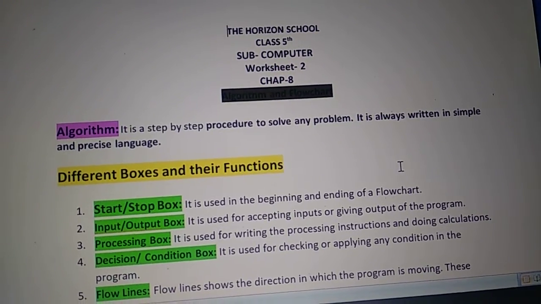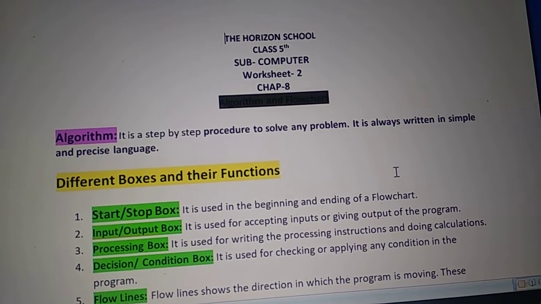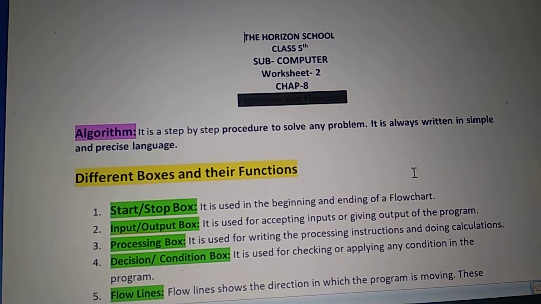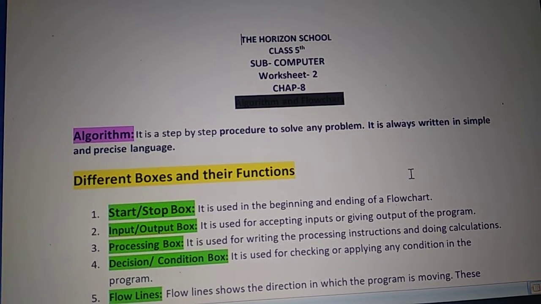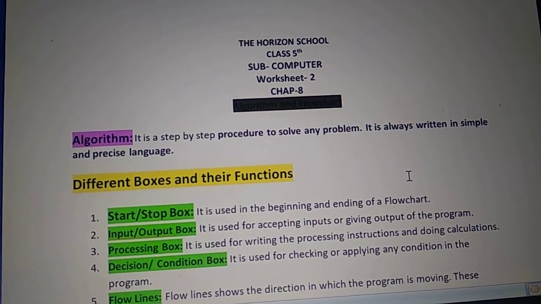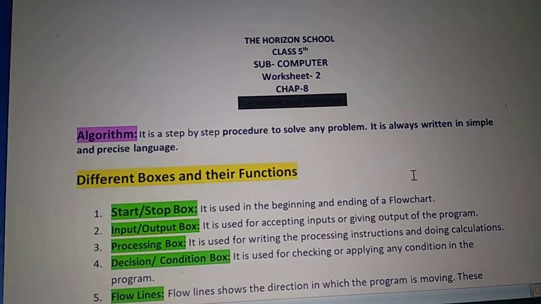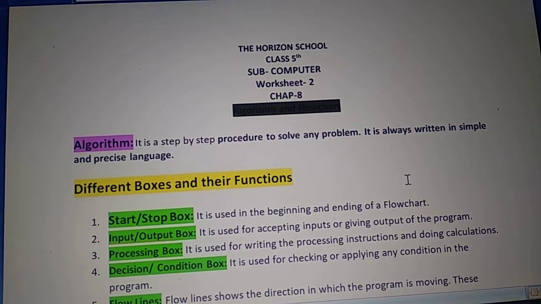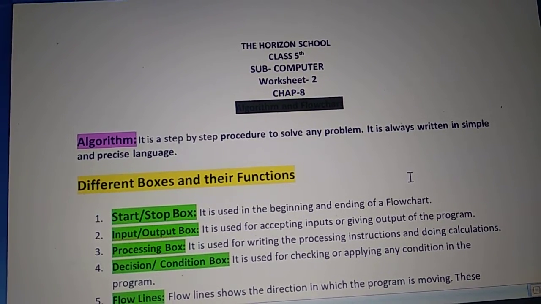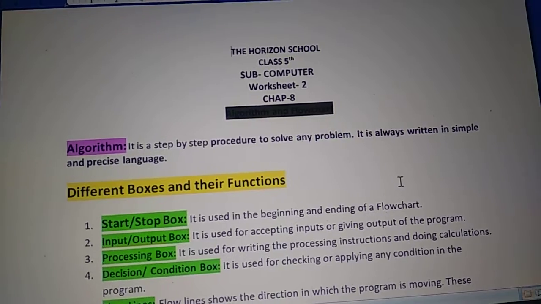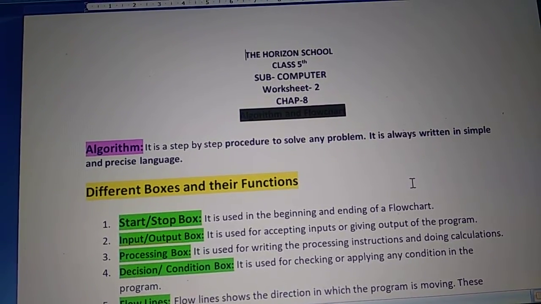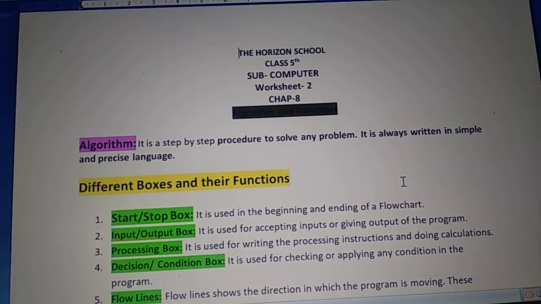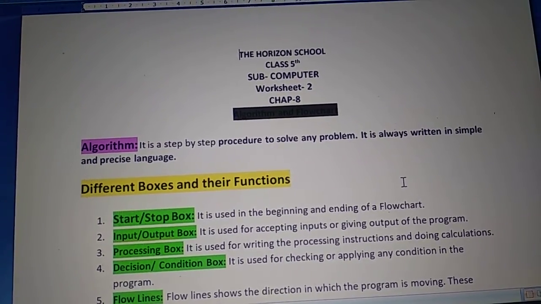So in algorithm, you know what an algorithm is. I have already told you to please watch the video carefully so that you will be able to understand what is there in the book and what is there in the worksheet. Starting with this chapter, let's have a quick recap of what we did in the previous class. All of you open your books.